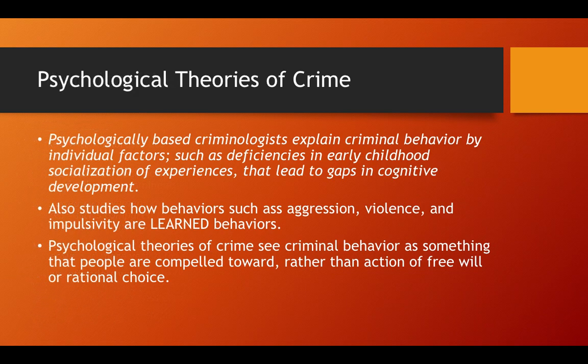Now we have psychological theories of crime. Psychologically based criminologists explain criminal behavior by different individual factors, and these could be deficiencies in early childhood socialization experiences, and this may possibly lead to different gaps in cognitive development. Studies within psychological theories of crime look at how behaviors like aggression, violence, and impulsivity are learned behaviors rather than behaviors that someone may be born with. Psychological theories of crime see criminal behavior as something that people are compelled toward rather than an action of free will or rational choice.